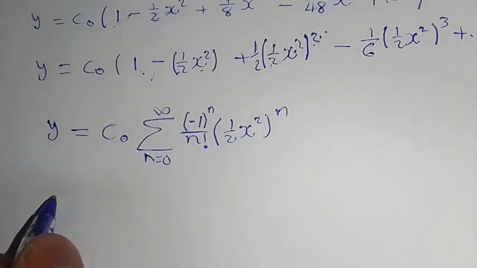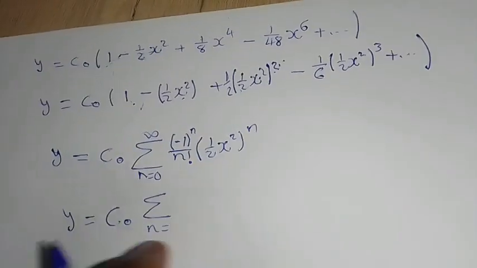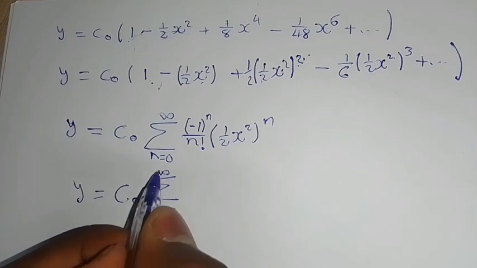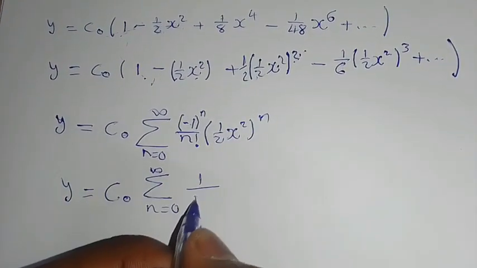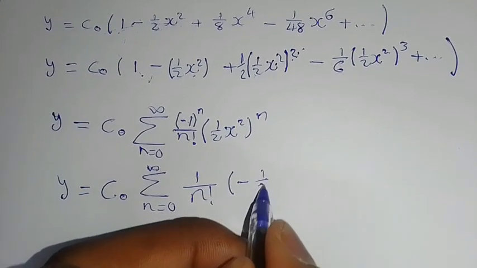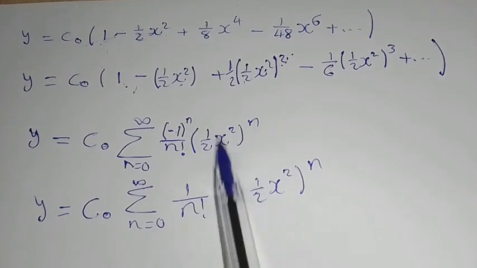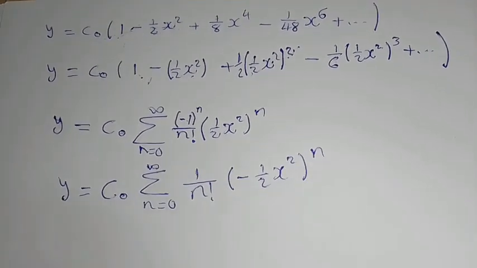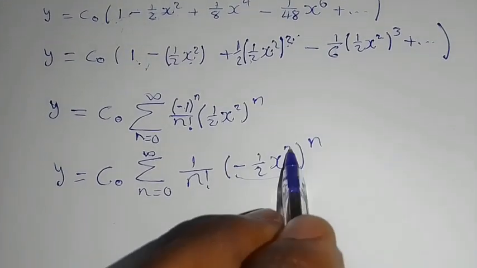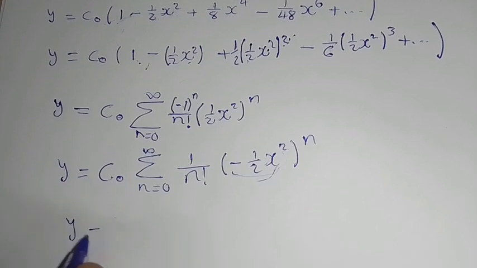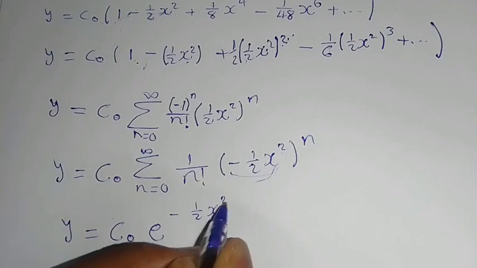Then y is basically c naught multiplied by the summation, where we go from 0 to infinity of, group the negative 1 with this term here, then you have 1 over n factorial multiplied by minus half x squared to the power of n. Because both minus 1 and this term are raised to n, so you can just group them together. And then what is this? We remember the expansion of e to the x, but instead of having x, you have a minus half x squared. So this means that this one will just be c naught multiplied by e to the power of minus half x squared.